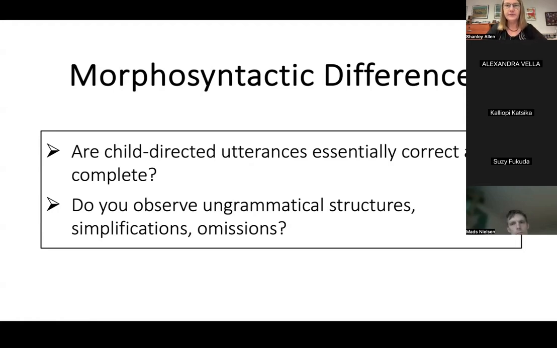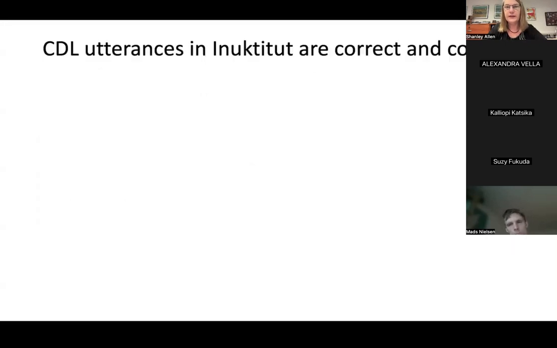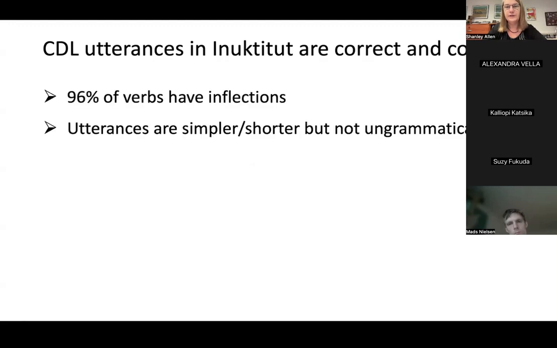Okay, so then the next question we come to in the Sketch Acquisition Manual has to do with morphosyntactic differences. Are child-directed utterances essentially correct and complete? And do you observe ungrammatical structures or simplifications or omissions? So we looked at this in Inuktitut as well and found that essentially child-directed utterances in Inuktitut were correct and complete.